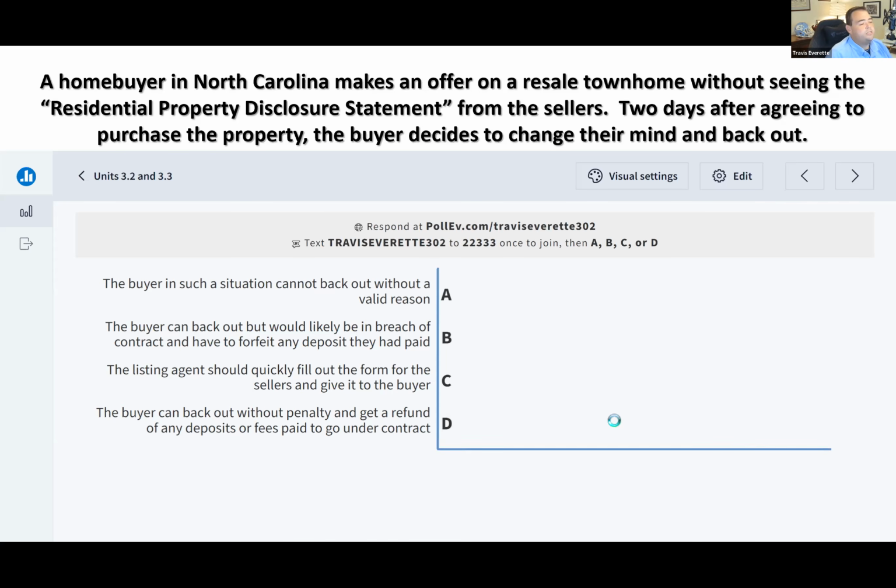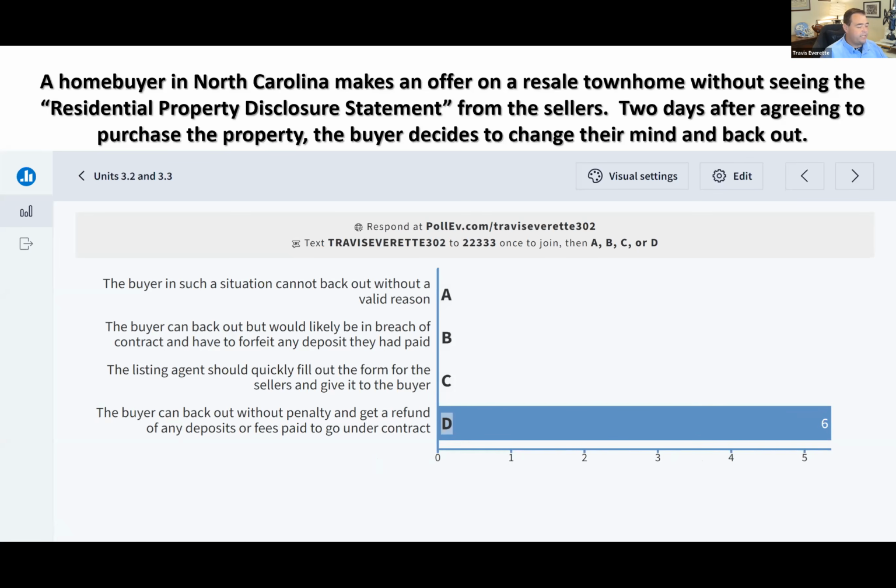A, the buyer in such a situation cannot back out without a valid reason. B, the buyer can back out, but would likely be in breach of contract and have to forfeit any deposit they had paid. C, the listing agent should quickly fill out the form for the sellers and give it to the buyer. Or D, the buyer can back out without penalty and get a refund of any deposits or fees paid to go under contract. So go ahead and send your answer. And remember, all you have to type is A, B, C, or D and hit send. See where your brain is at on this thing.